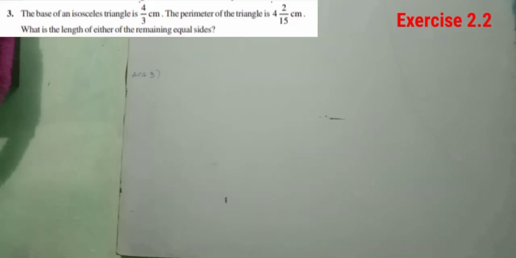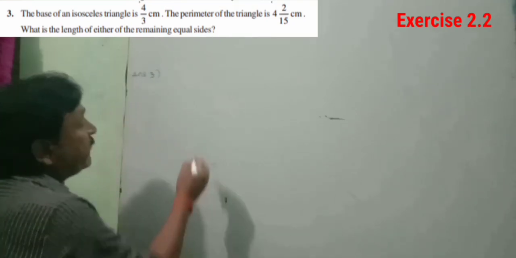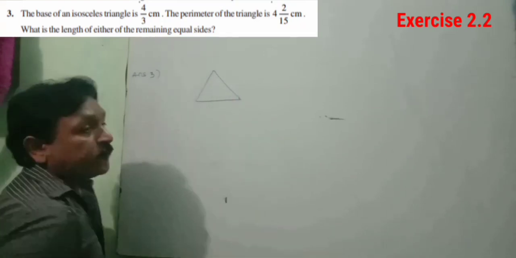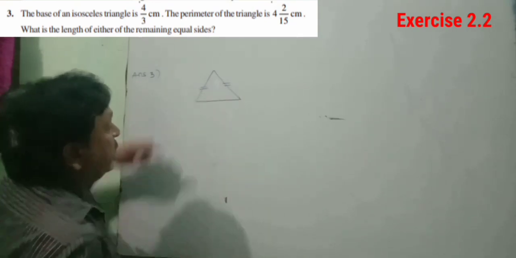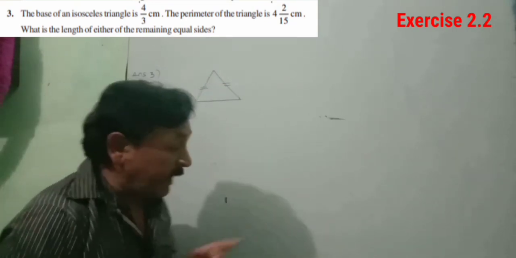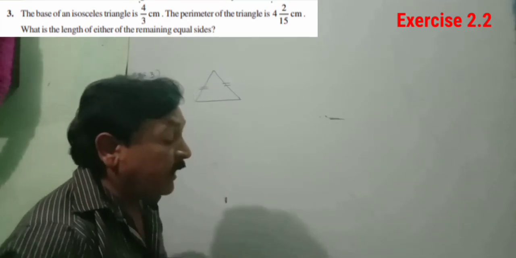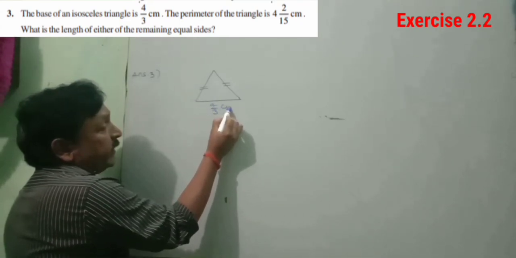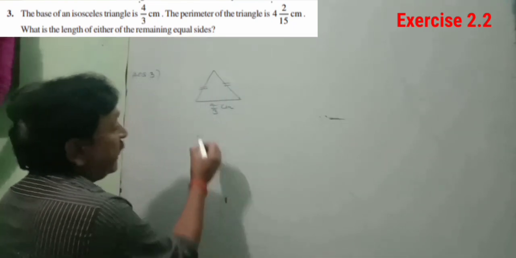Now students, come to question number 3. Question number 3 is saying that the base of an isosceles triangle is 4 upon 3 centimeter. It means there is one triangle, and this triangle is of which kind? Isosceles triangle. Isosceles triangle means having two sides equal. Any two sides. We can think like this, that this side is equal to this side. Okay. And one more piece of information is given. First information was it is an isosceles triangle having two sides equal, and the second information is its base is 4 upon 3 centimeter. Okay. Now the question is saying the perimeter of the triangle is, okay, we are given the perimeter also.